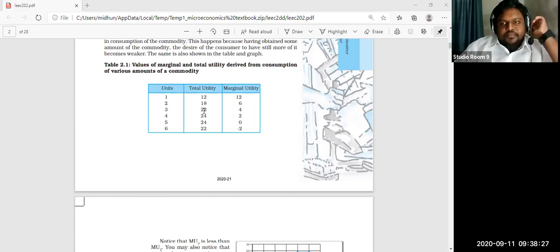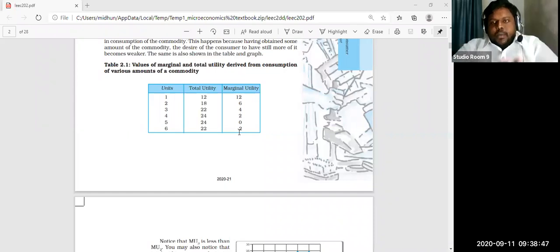So 22 minus 18, what will the number be here? 4. Okay, third minus second, so the answer is 4. The marginal utility is 4. Like that, the fourth product, like that, the fifth product. And coming to the sixth product, you see here, that turns into minus. So always the marginal utility will decrease while we are purchasing a larger number of commodities. So it is called diminishing marginal utility.